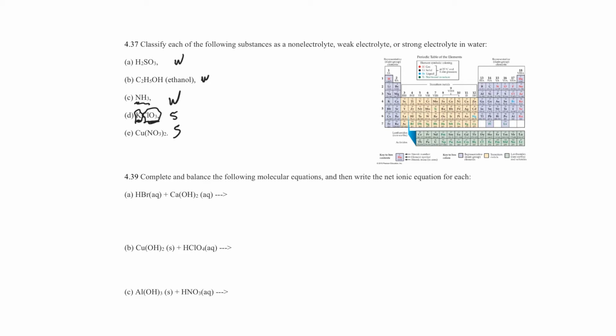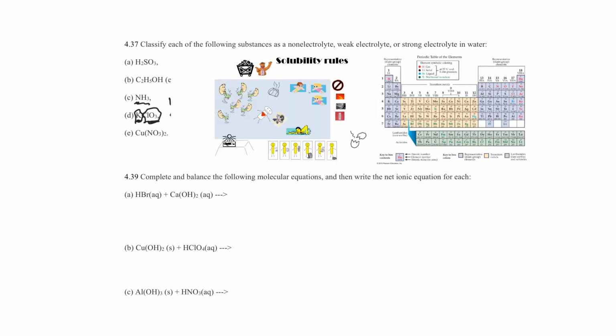39, complete and balance the following molecular equations and then write the net ionic equation for each. All right, a net ionic equation is, first of all, remember some things are going to be soluble and some things are not going to be soluble. Let me dig up our swimming pool.